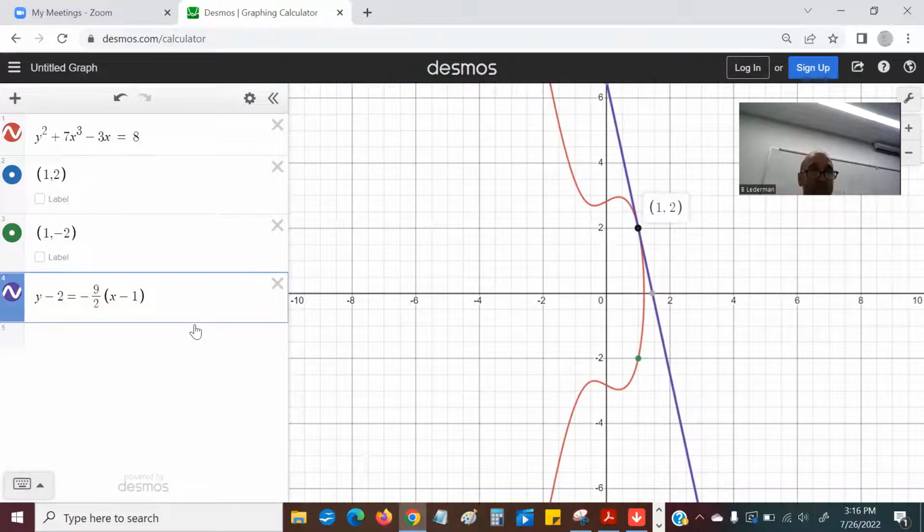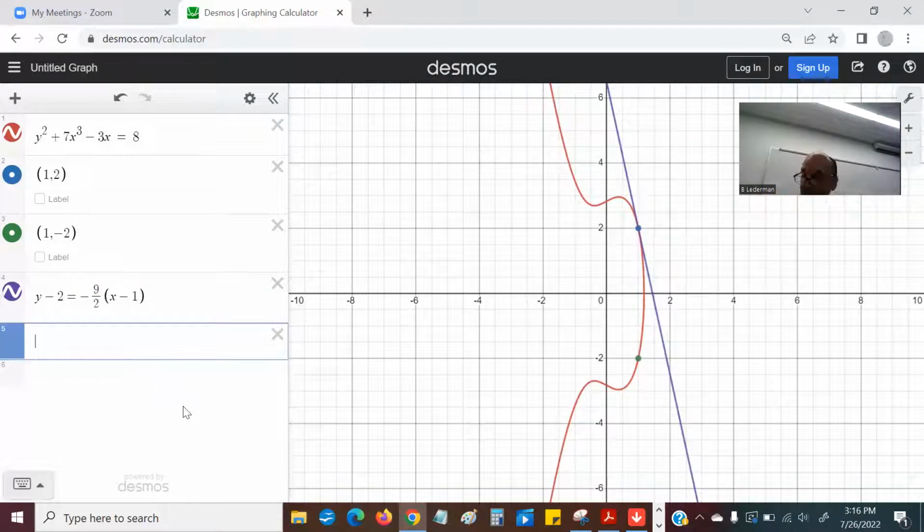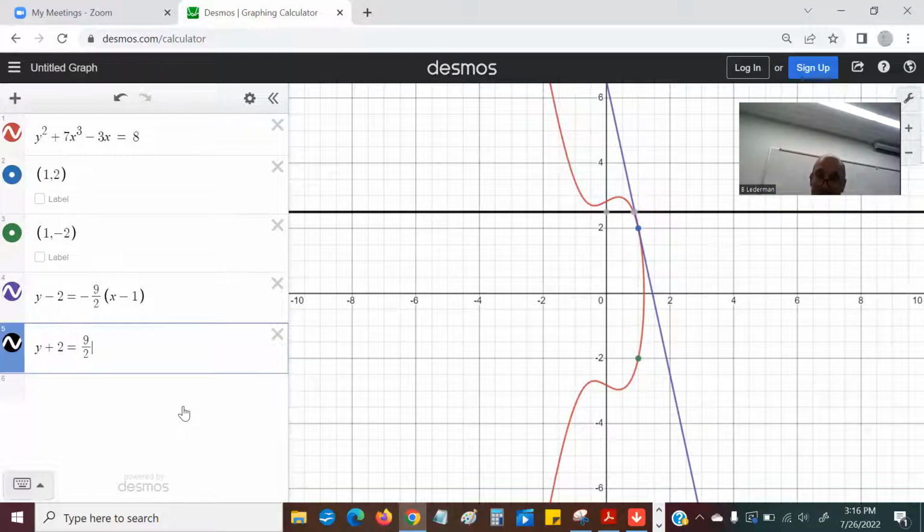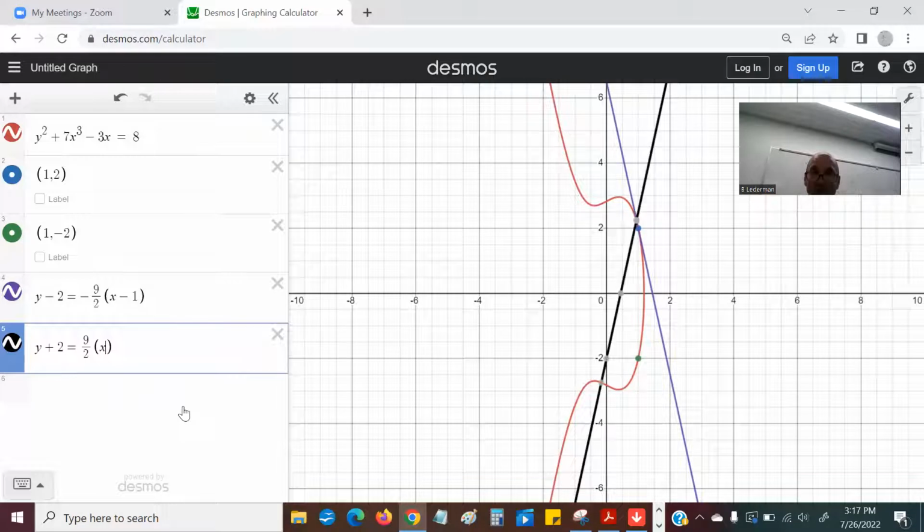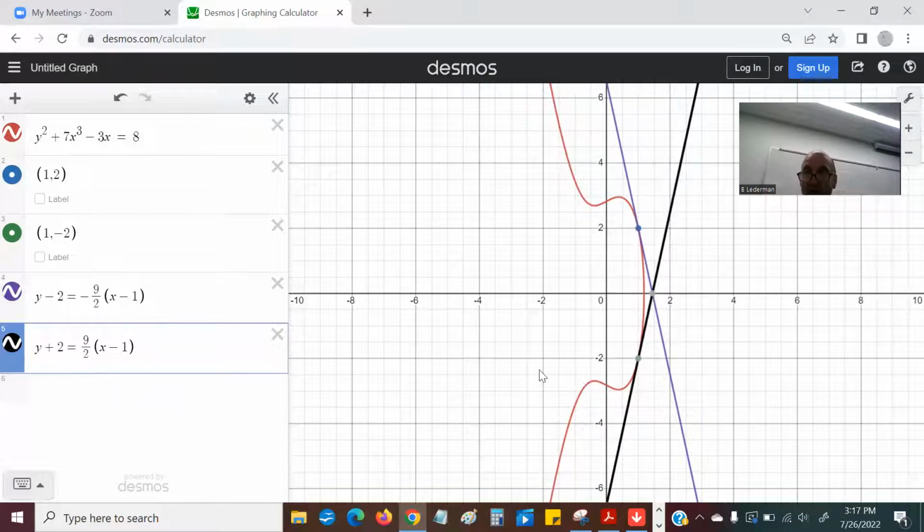And now for the other one, we have y plus 2 equals positive 9/2 times (x minus 1). Same x minus 1. These are the equations we just figured out. And look at that. We got a perfect thing right there. And lo and behold, 1.444 is the x-intercept. I'm not so interested in the x-intercept. But look at that. Let me make this a little bit bigger even.